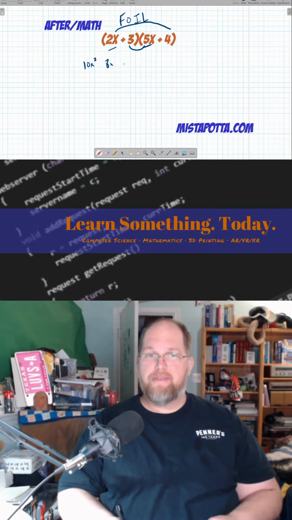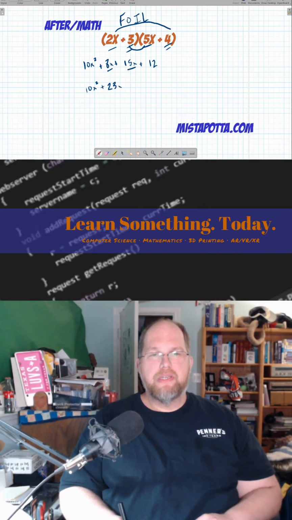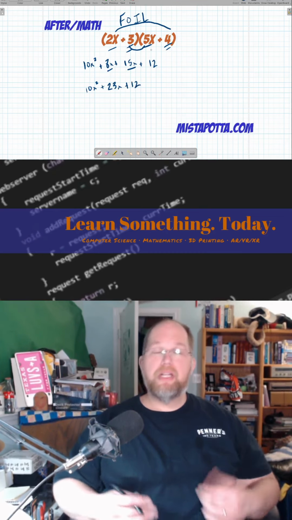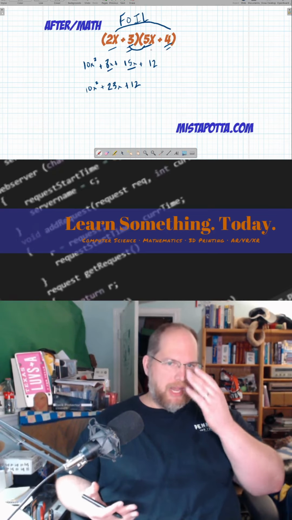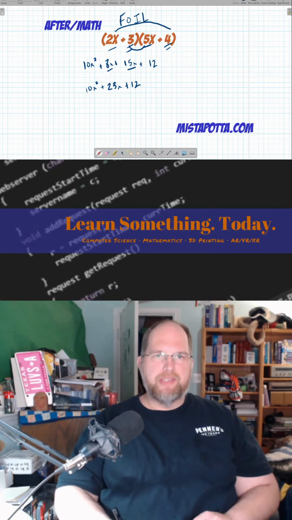And then finally I take what comes last. 3 times 4 is 12. And I'm going to add all these terms together. Now, of course, my algebra teacher made a big deal about like terms. Apples mixed with apples, oranges mixed with oranges. So this 10x squared doesn't match with anything else, so I'm going to have 10x squared. 8x and 15x combine to make 23x. And then I've got this 12. So when I multiply a binomial times a binomial, I often get a trinomial: 10x squared plus 23x plus 12.